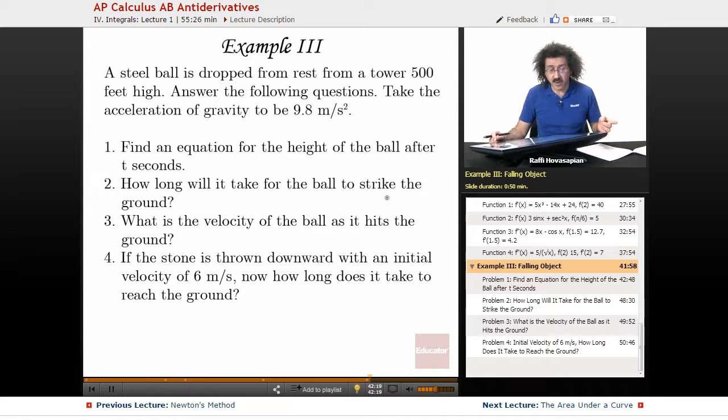How long will it take for the ball to hit the ground? What's the velocity of the ball as it hits the ground? And part 4, if the stone is not dropped from rest, but is actually thrown downward with an initial velocity of 6 meters per second, how long does it take to reach the ground? Okay, so let's see what we've got.